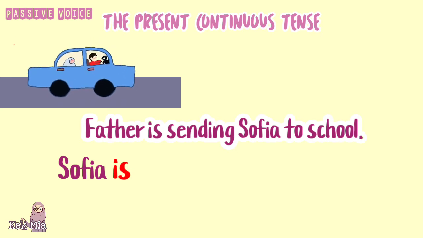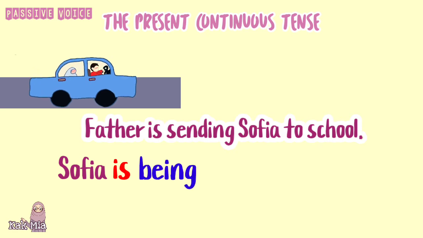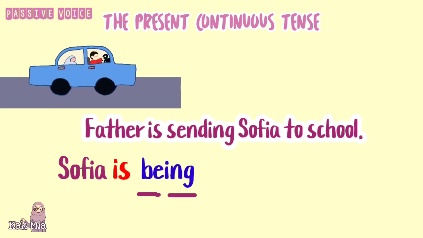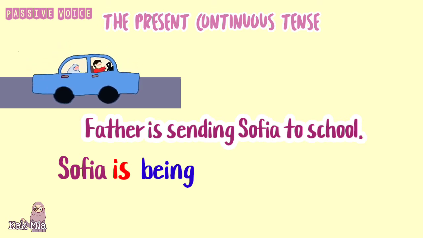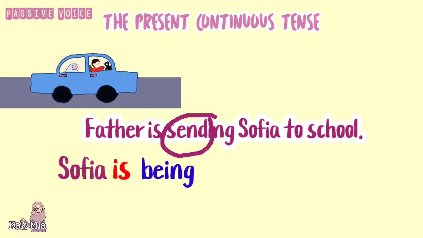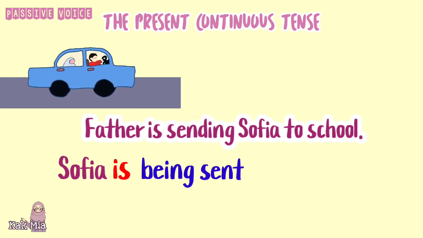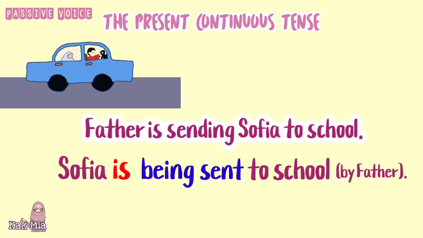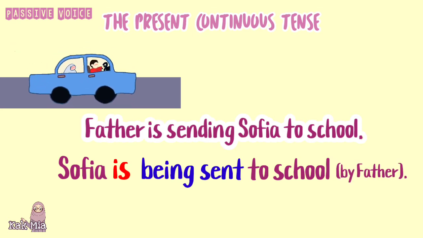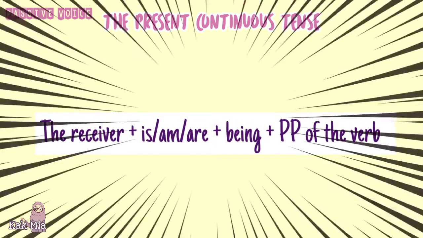Next, since it is the present continuous tense, we have to add being, be plus ing, which is then followed by the past participle of the verb send. The past participle of the verb send is sent. Finally, we add to school, and it is optional to add by father. Remember to use this rule.